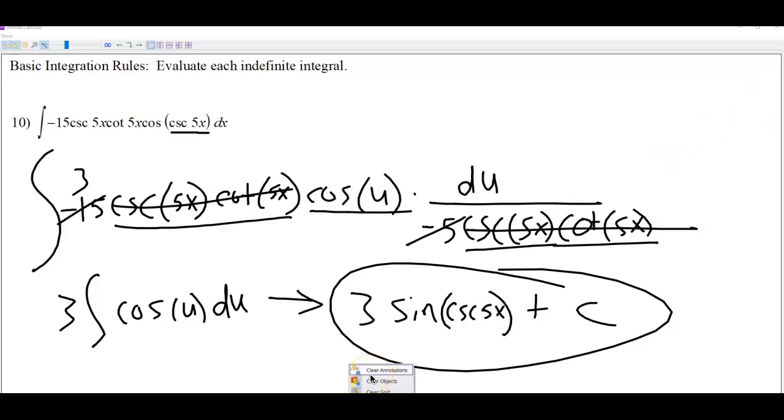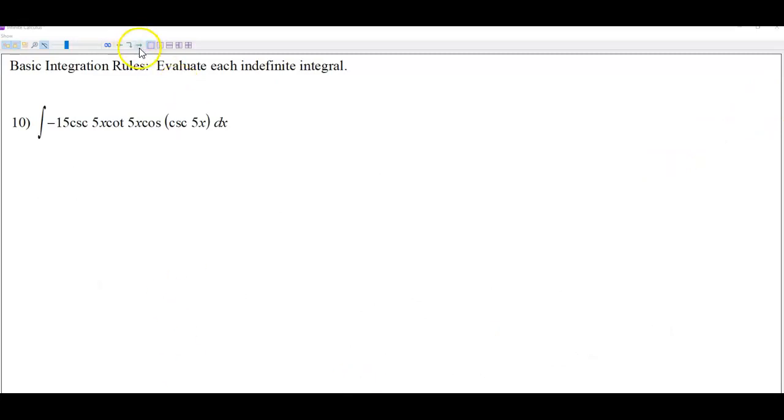Let's go ahead and move on to number 11. All right, so what kind of integral rule is this? Well, we have a square root with some perfect squares in there. Nothing on the top other than a 1, so that's usually an indicator that we're going to have some kind of an arc trig function, and in fact this is an arc secant function.